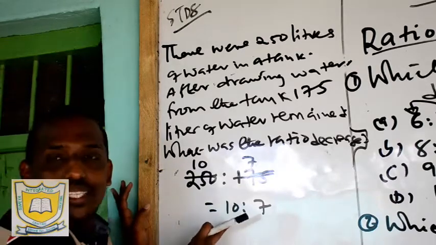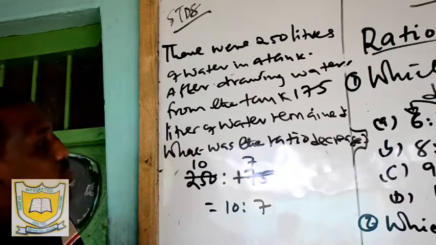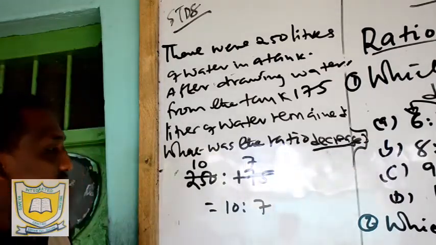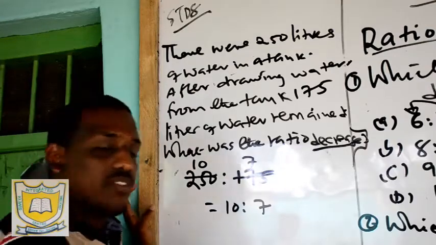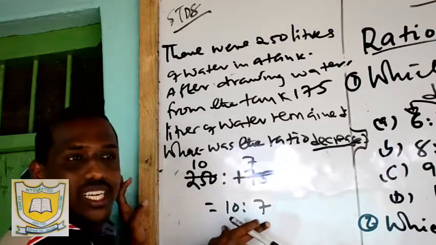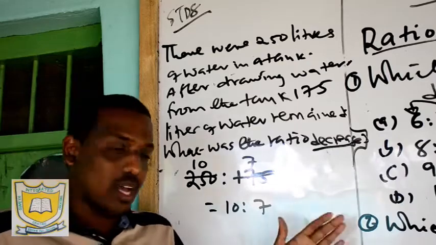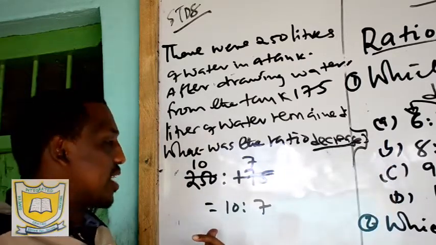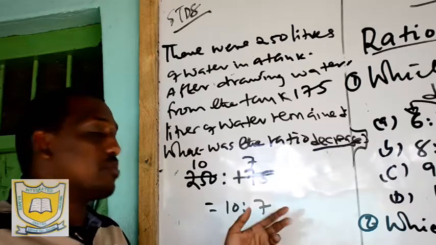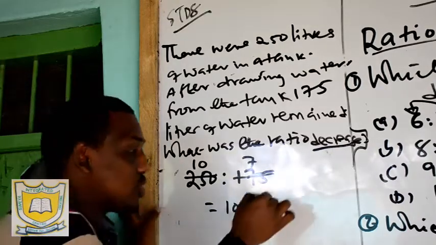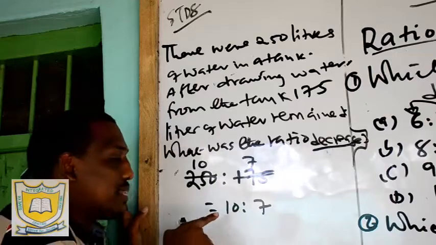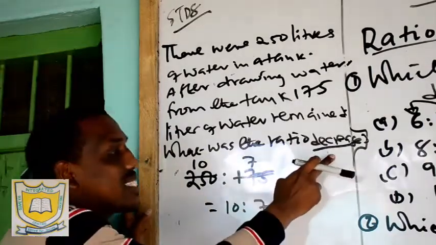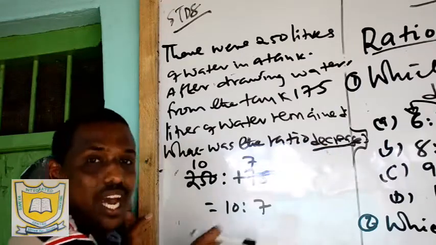Now, this is what they are testing. Our ratio here is 10 to 7. But the question was asking, what was the ratio decrease? Now let's ask ourselves, is this a decreasing ratio or increasing ratio? I said always you read it from the right side. So it was 7, it became 10. So 7 to 10, it means it has increased. So this is not a decreasing ratio.